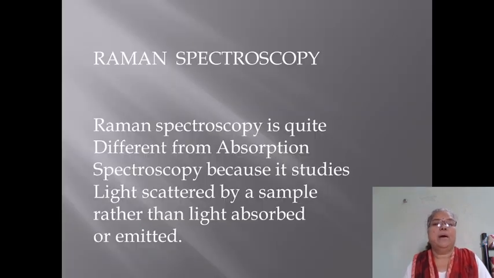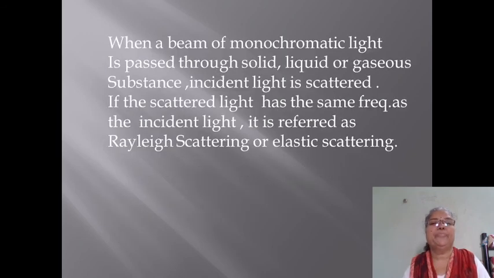Here Raman spectroscopy is quite different from absorption spectroscopy because it studies light scattered by a sample rather than light absorbed or emitted. That means when a beam of monochromatic light is passed through either a solid sample, liquid sample, or gaseous substance, the incident light is scattered. If the scattered light has the same frequency as that of the incident light, then it is referred to as Rayleigh scattering or elastic scattering.